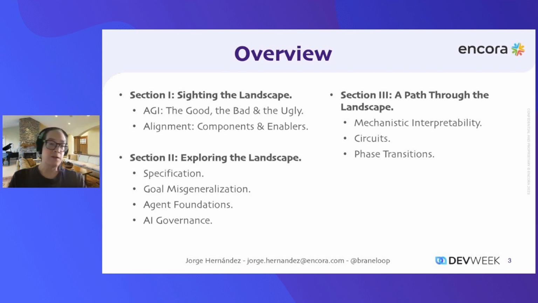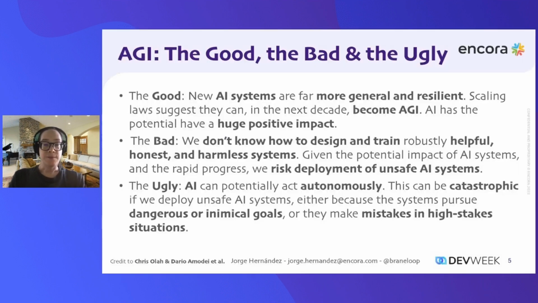The talk is divided into 3 parts. Basically, I'll give you an overview of the landscape and a way of thinking about alignment. And then we'll dive into multiple different areas of research. And finally, I'll dive into my favorite area, which is mechanistic interpretability. So to start off, why alignment?